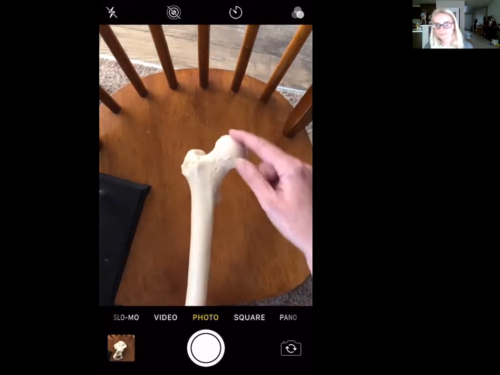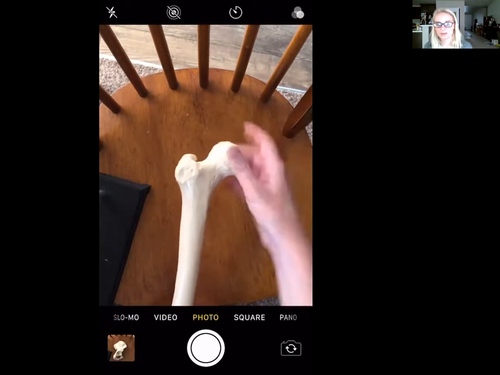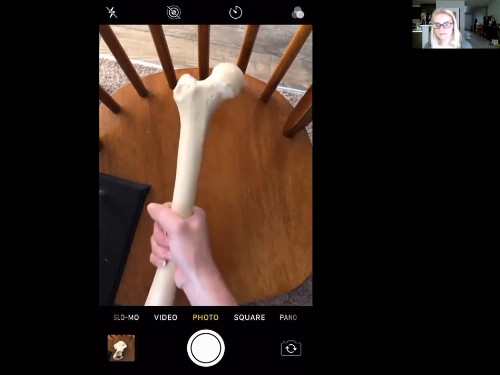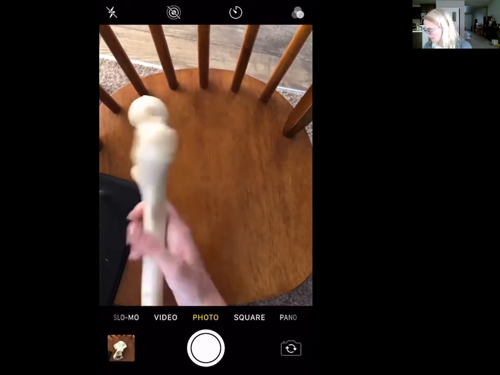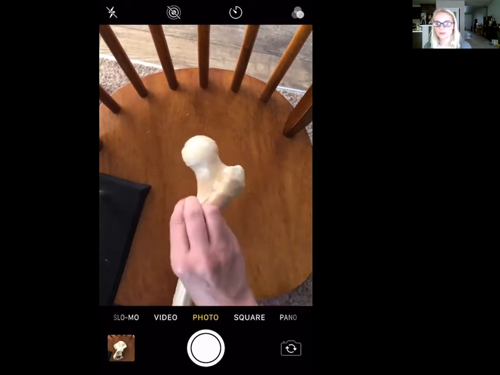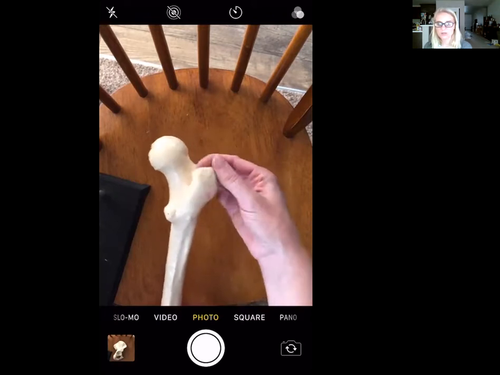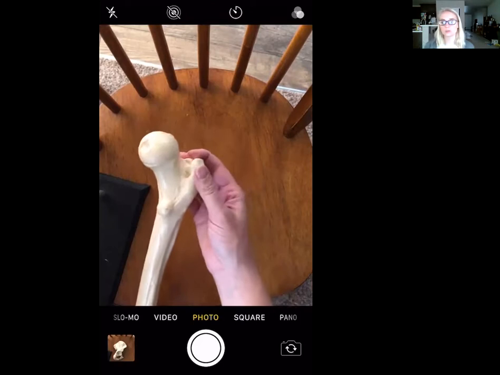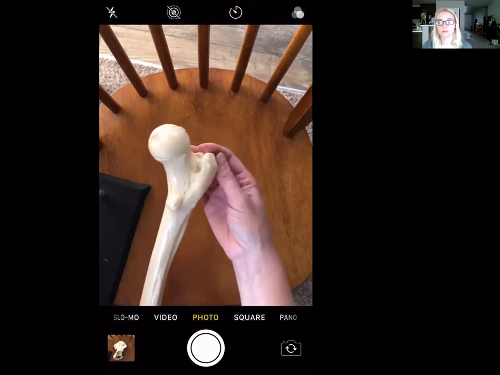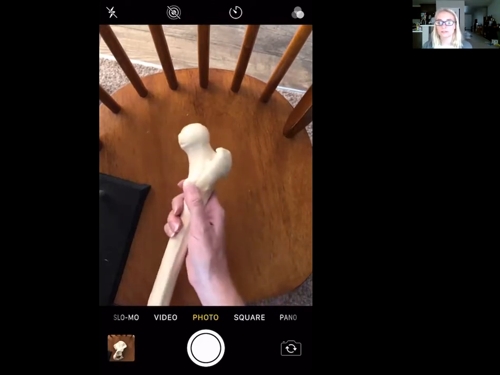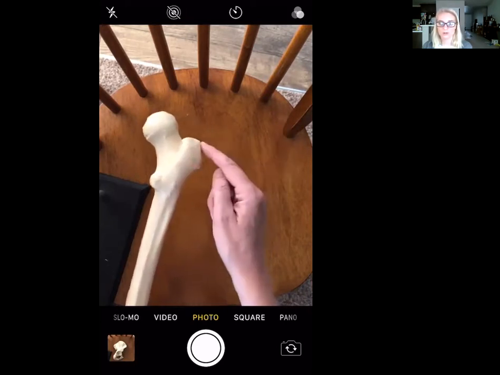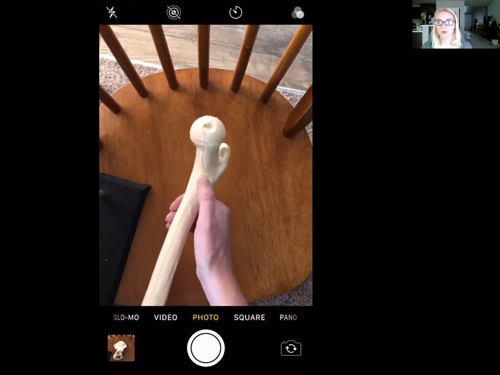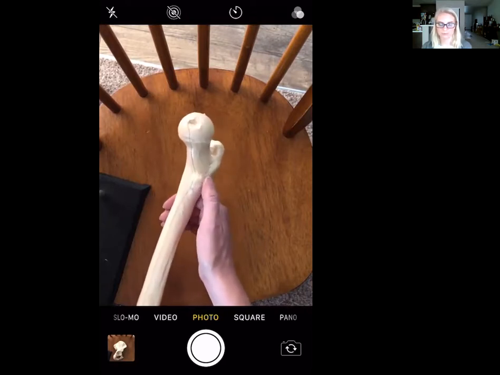So head kind of goes into the acetabulum, neck, really obvious here. Shaft, you already identified that, that's diaphysis. And then we have these two really big bumps on this proximal end. So this is the greater trochanter, and trochanters are only found in the femur. Where you find tubercles and tuberosities on various bones, we only are going to find the trochanters on the femur. So greater trochanter is bigger and it's more superior. Lesser trochanter is smaller and inferior on the bone.